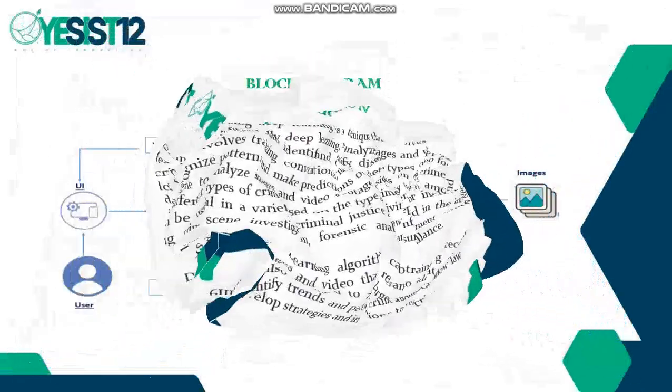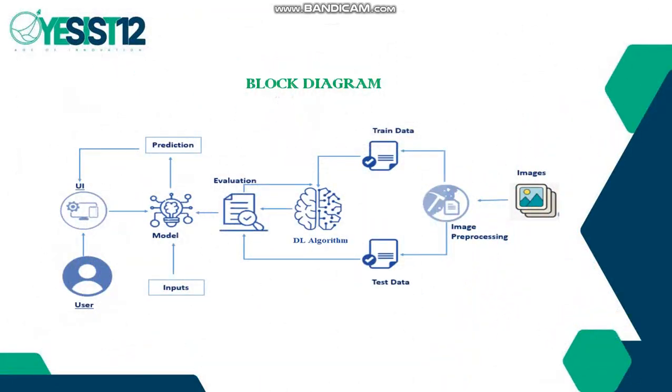Let me show you the block diagram. When I give an image or video footage, it goes through image processing, which produces train and test data. The train data goes to the DL algorithm, that means the deep learning algorithm, and the test and train data are evaluated and given to the model we have developed. When we give an input to this model, it will predict and pass the result to the user interface, that is the web application, and the user can see the prediction using the web application.